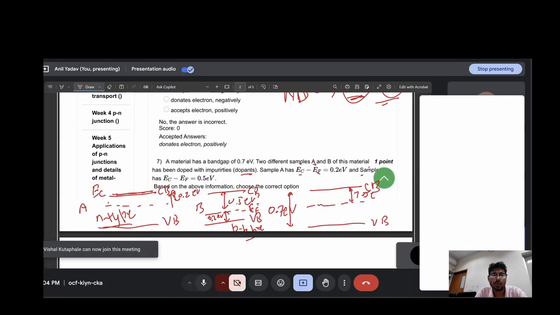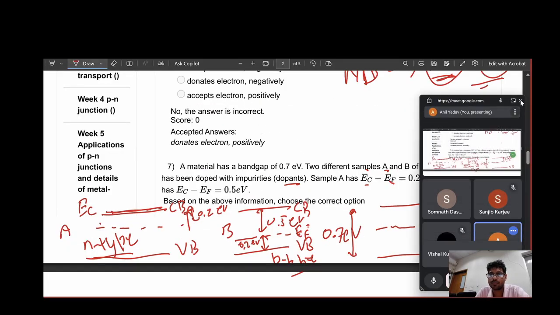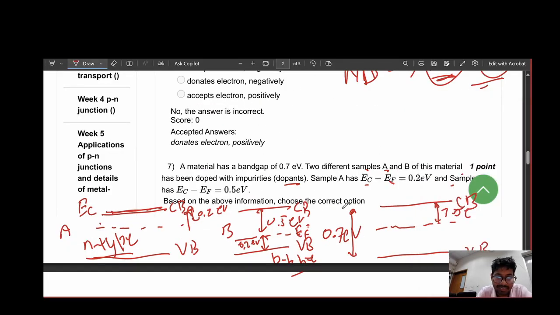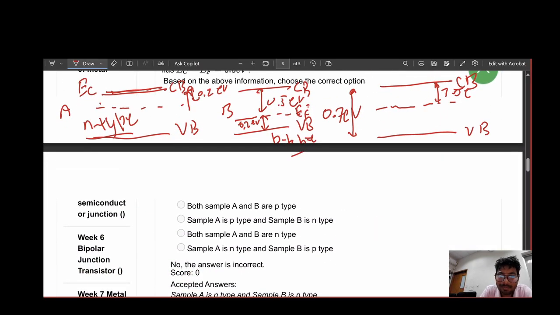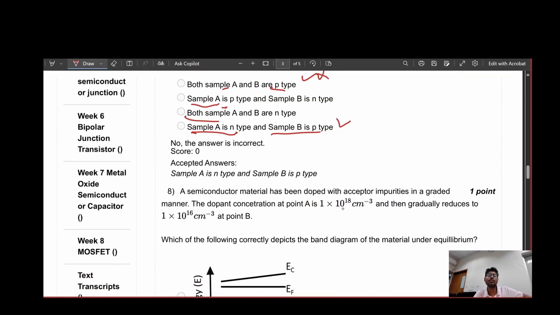So this is a P-type semiconductor. Based on the above information, are both the samples A and B P-type? No. Sample A is N-type. Sample A is N-type and sample B is P-type. This is the correct answer. Got the point? So let's move on to the next one.